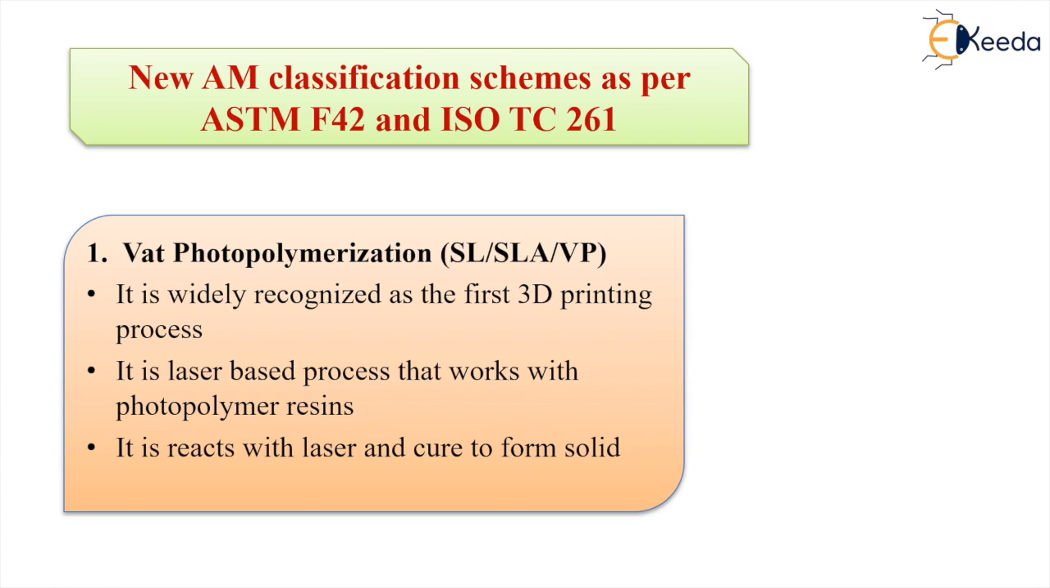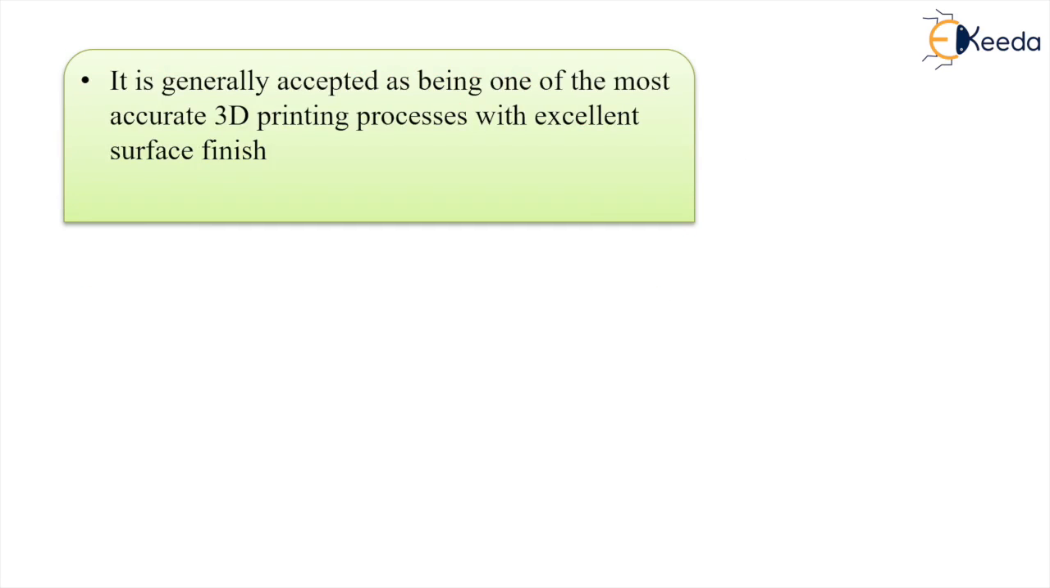or VAT photopolymerization. It is widely recognized as the 3D printing process. It is actually the laser based process that works with photopolymer resins, and this resin reacts with the laser and cures to form a solid object. So this is VAT photopolymerization.